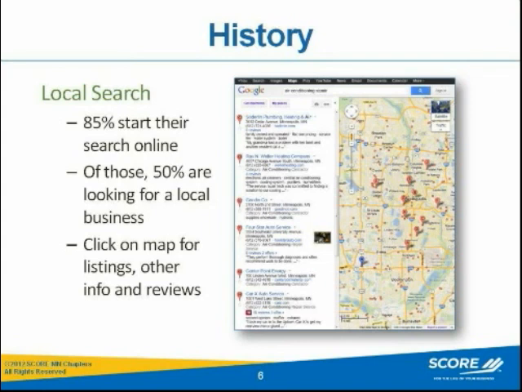So, the search engines now provide geographic locations to businesses. So instead of somebody getting a list of 10,000 air conditioning businesses, the search engine now provides a map with a few local businesses. Once the map is clicked on, it displays listings and information about those businesses and customer reviews.